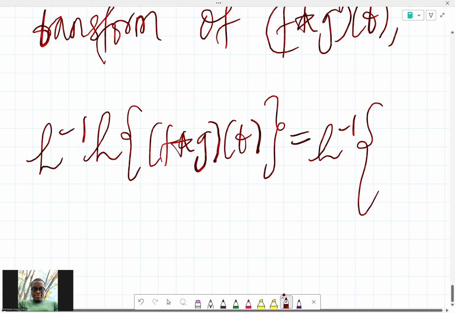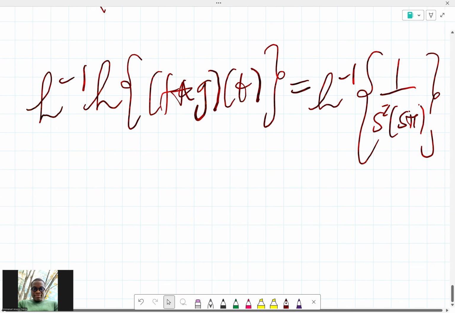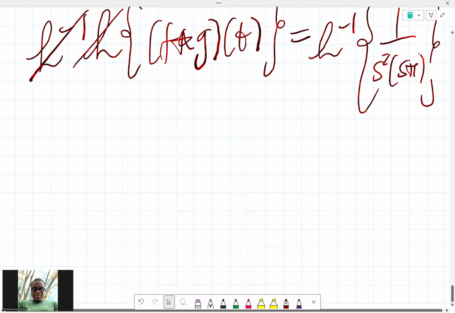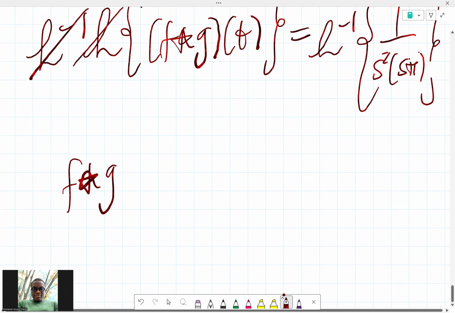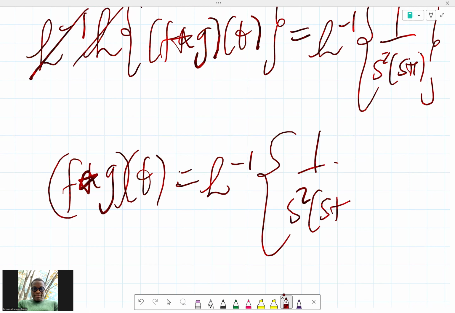So the Laplace inverse of 1 over s squared into s plus 1. The result is going to be way easier than even t e raised to minus t. Of course, this just cancels out as we know. So we just have it back to f convoluted with g of t equals the Laplace inverse of 1 over s squared into s plus 1.